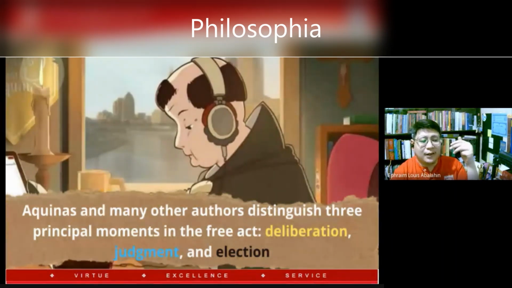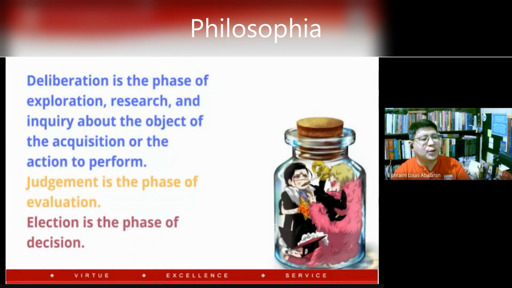Alright, again, there are three principal moments in the free act. Number one, deliberation. Number two, judgment. And the third, election. Let's define each one. Deliberation is the phase of exploration. Meaning, if it is the phase of exploration, it is safe to assume that what we are to deliberate is already there. It's given. It is knowable. Because we will only explore it. We will only research it, but it's there.